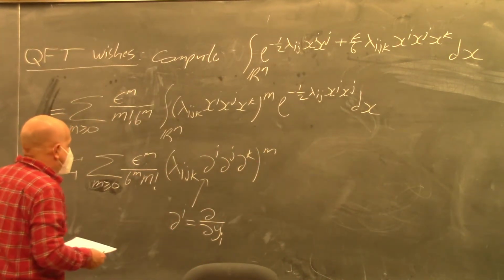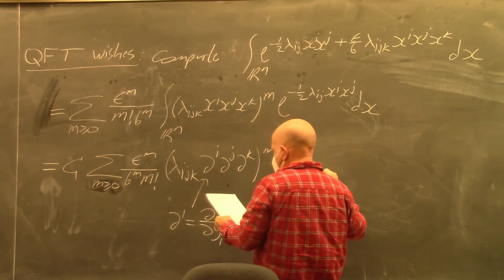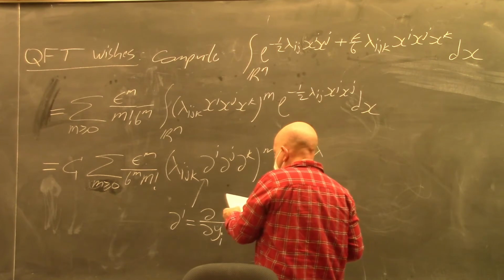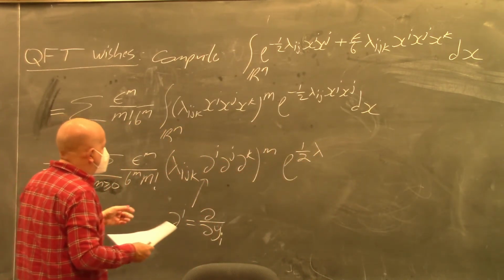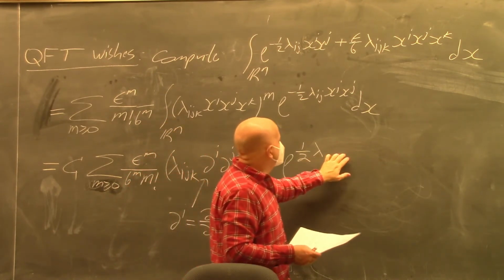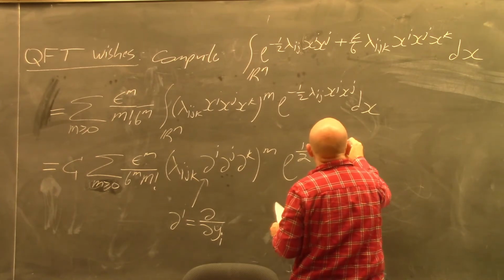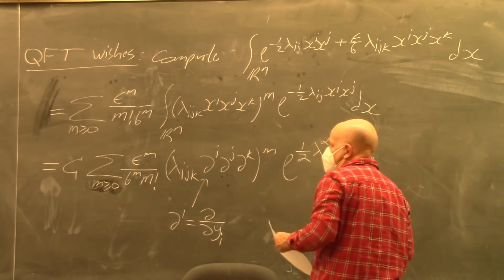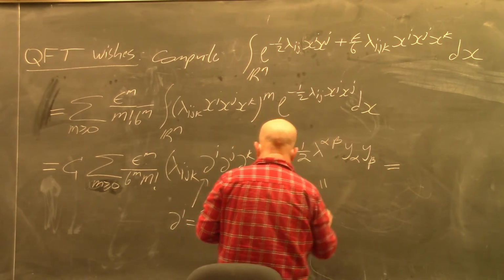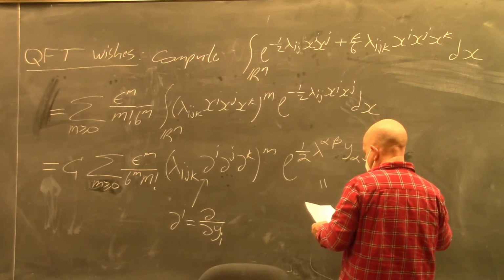Anyway, this should be applied to e to the 1/2 lambda. Here's a convention: I don't want the summation variables here to be confused with the summation variables here, so I'll just change the names. So lambda_alpha beta y_alpha y_beta. Okay? And now let's continue. All of this is evaluated at all the y's equal to 0.